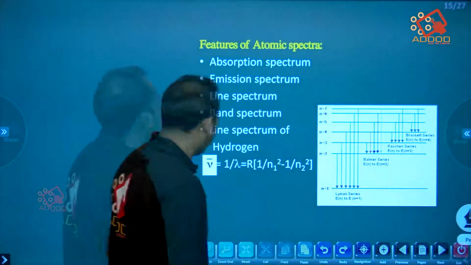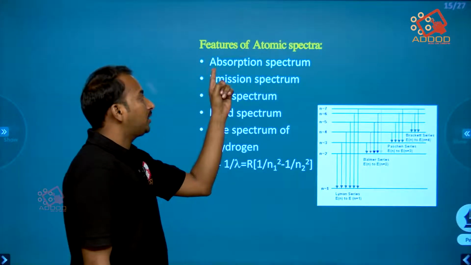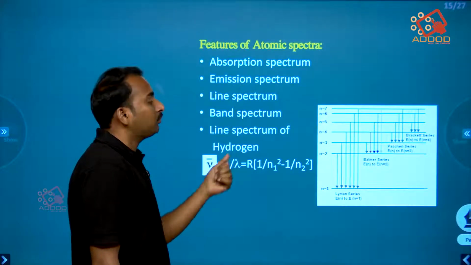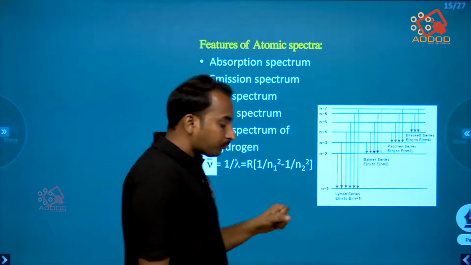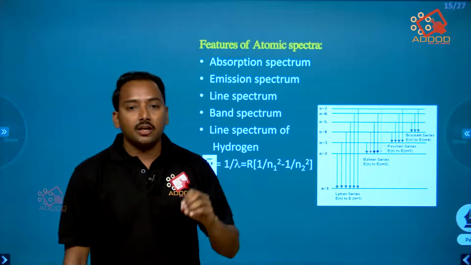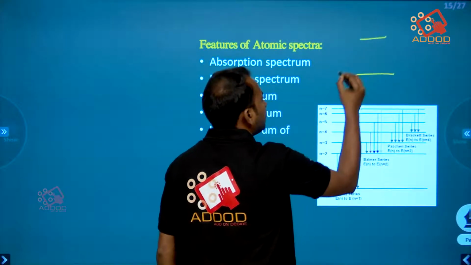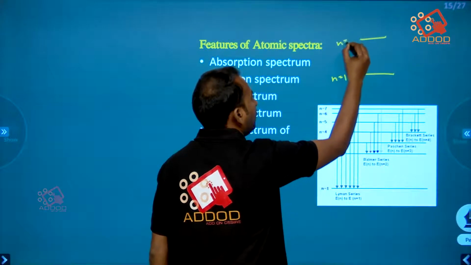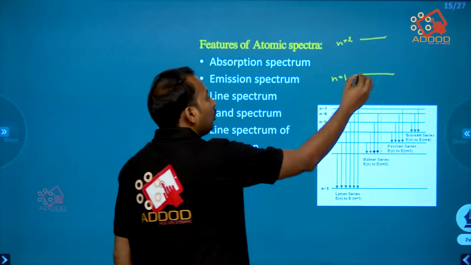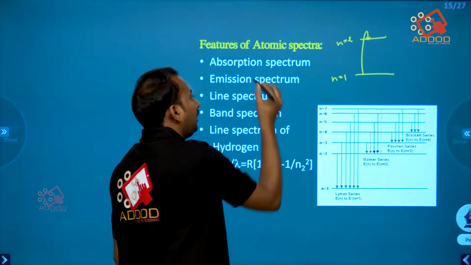Next, features of the atomic spectrum. The types are the absorption spectrum, emission spectrum, line spectrum, and band spectrum. The absorption spectrum is produced by absorbed radiations, corresponding to the electron jumping from a lower energy level to a higher energy level. Suppose n = 1, n = 2. When the energy is absorbed, the electron goes to the higher energy level. So that radiation is caused by the absorption.